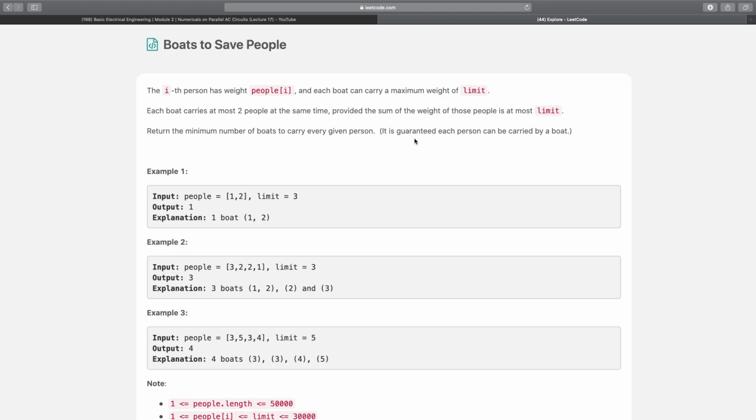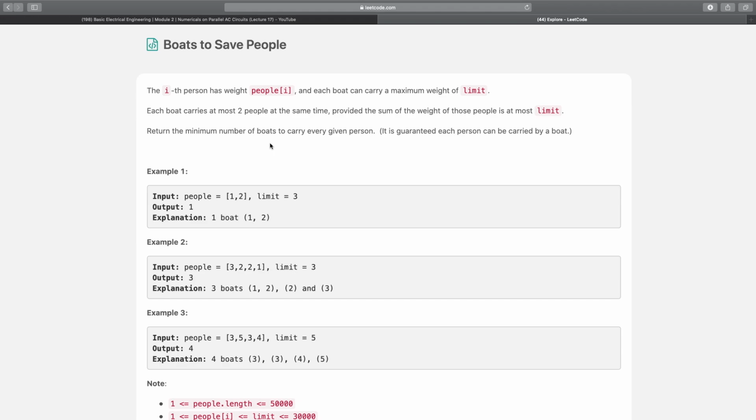The second condition that makes it easier is that each boat carries at most 2 people at the same time. The fact that at a single time we can only take 2 people or 1 person makes it easier to solve. We really only need to look at 2 possibilities, either 2 people or 1 person. Our goal is to find the minimum number of boats needed to carry every person.